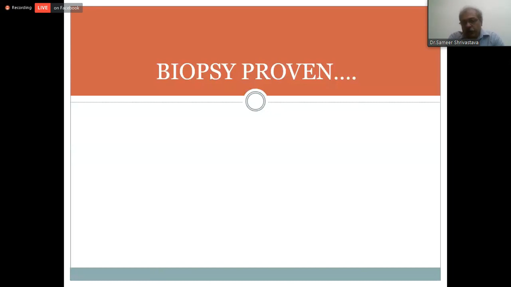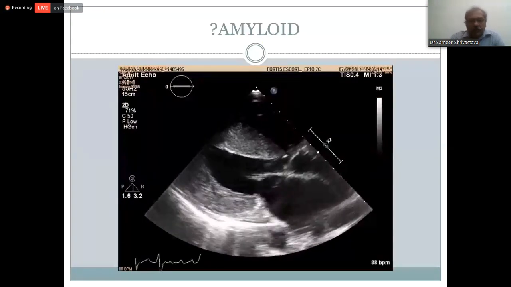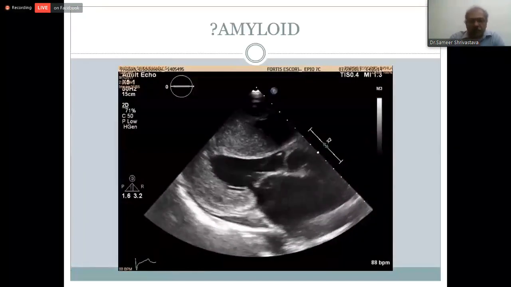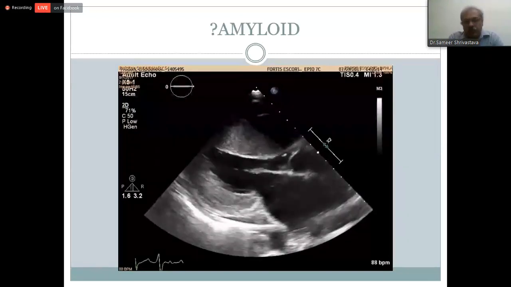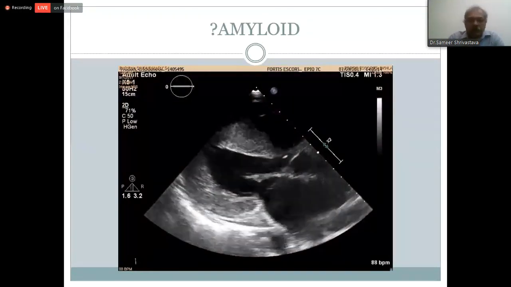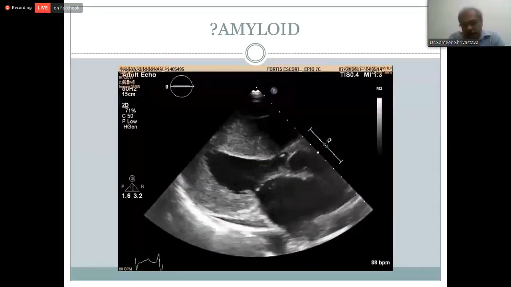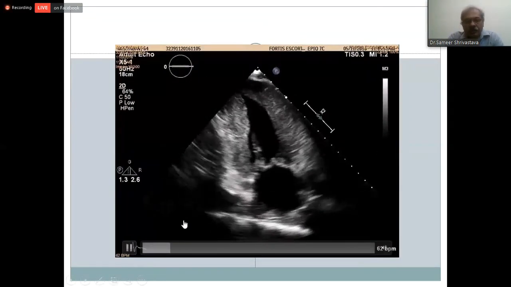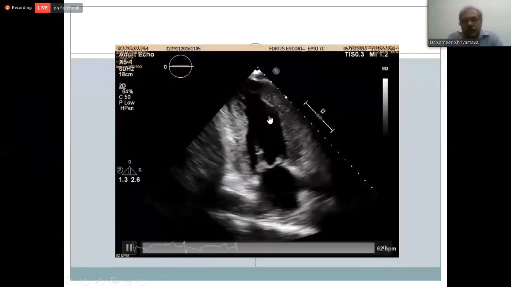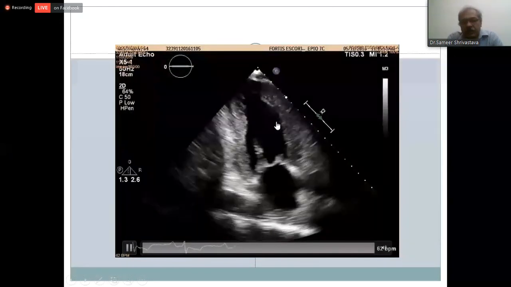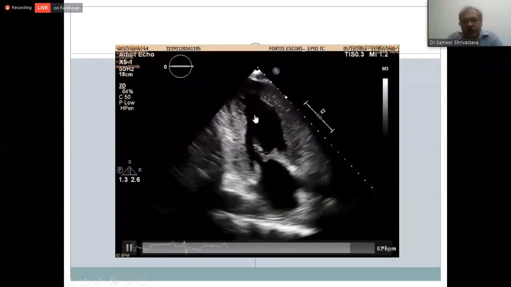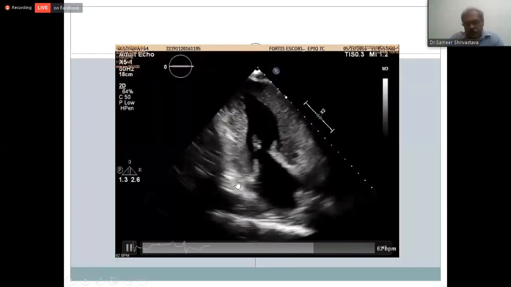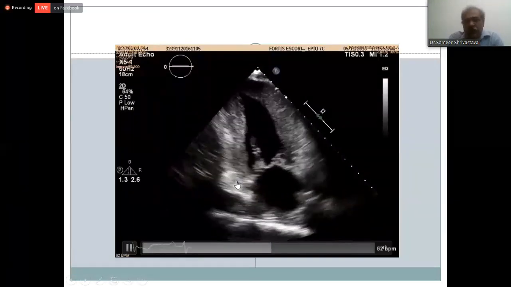Now, this was proven by biopsy. We took it from the myocardium. Now, this is another. So most people would say this is amyloid. But if you look at this in different views, you'll find that there are certain serrations, there are recesses. Amyloid should be solid. I mean, not necessarily so.